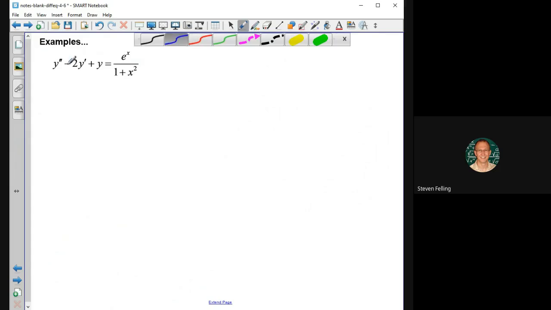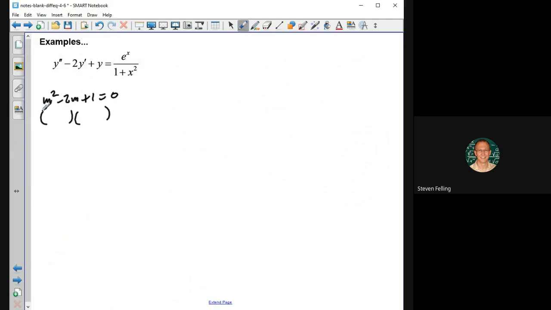So if I have this differential equation, the corresponding characteristic equation has constant terms, so I can use my m squared minus 2m plus 1 method to solve, which is going to factor into m minus 1 times m minus 1, right? So I have m equals 1 repeated, which means yc is going to be a constant e to the 1x plus a constant times x e to the 1x, right?